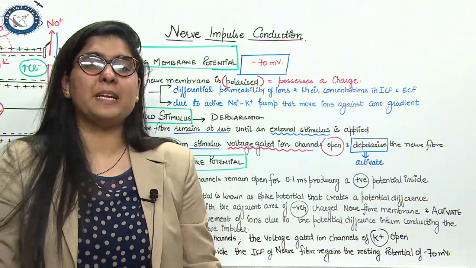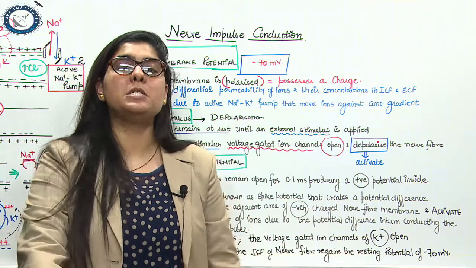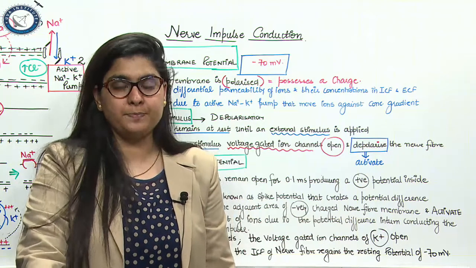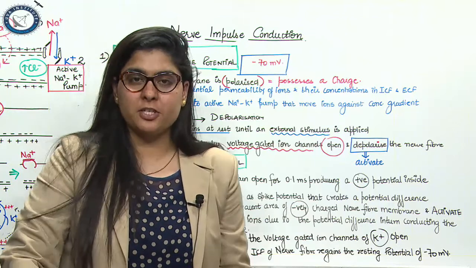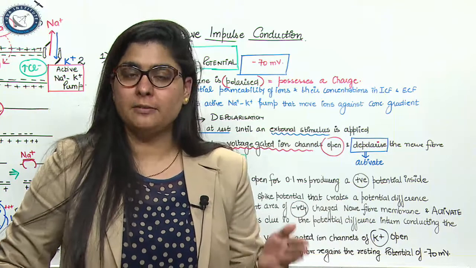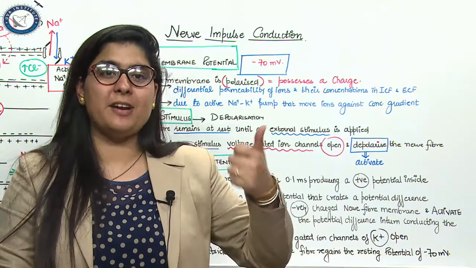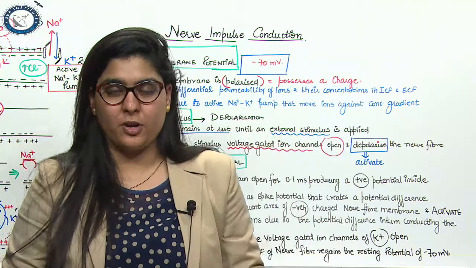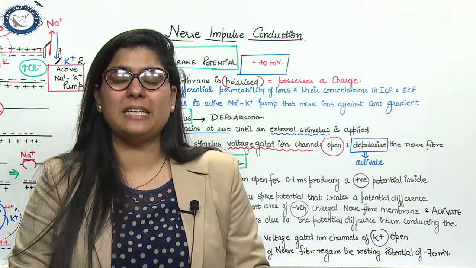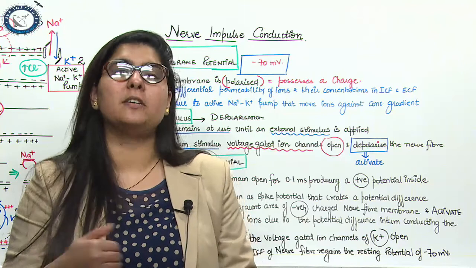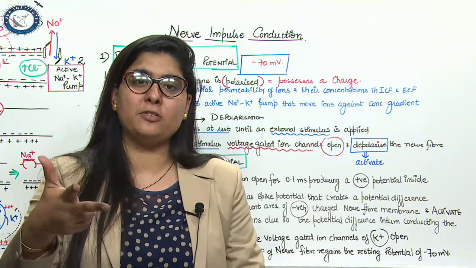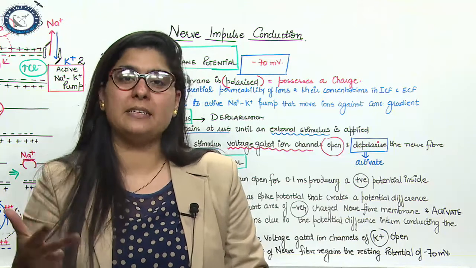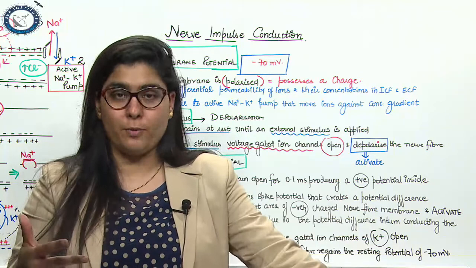Hello friends, in this video we are going to discuss nerve impulse conduction along the length of the nerve fiber. We must be aware of the general structure of the neuron or the nerve fiber, that it has dendrite, cyton and axon. The nerve impulse which is conducted along the length of the nerve fiber travels only from dendrite to cyton to axon in one direction, that is, it has a unidirectional flow.